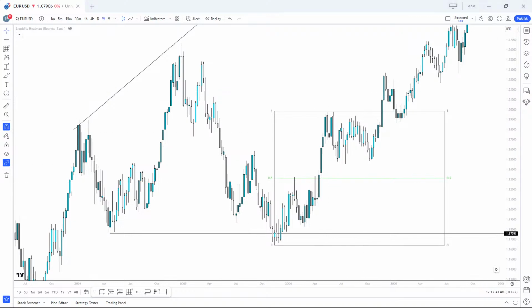Okay, for now let's write down: only in case price doesn't reach the equilibrium point.